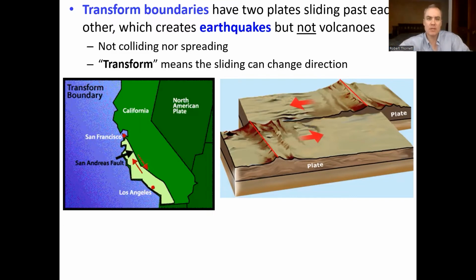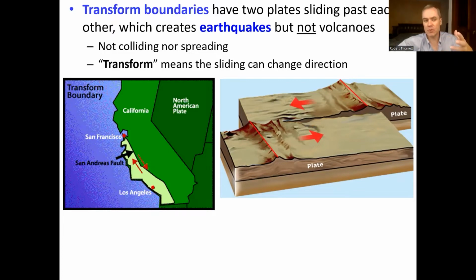And so that's exactly what plates are doing in a transform boundary. They're sliding past each other. And so you're not going to get any big mountains or any giant volcanoes, but you will get lots and lots of earthquakes. So there's no colliding, no spreading, but lots of earthquakes, lots of friction.